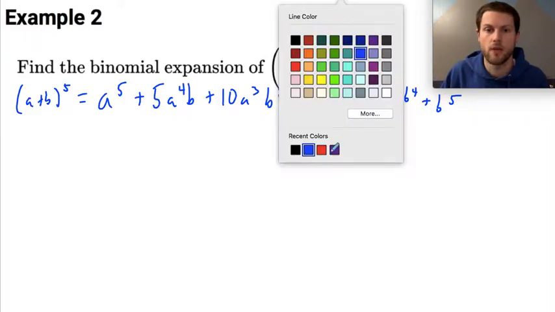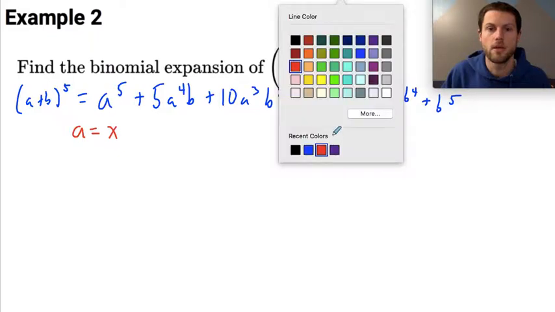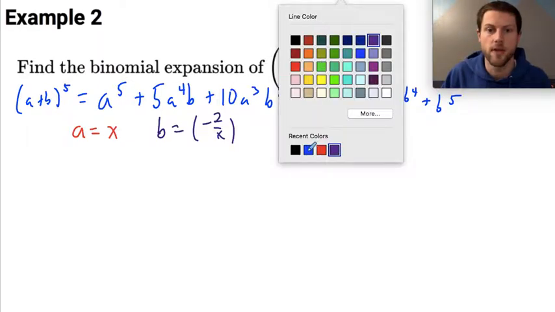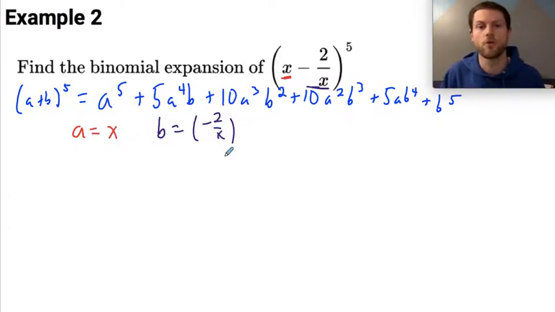So now let's keep track of what our a's and our b's are. a is equal to this term right here, x, and b is equal to this term right here. And I'm going to carry that sign with it. So this is negative 2 over x. So if I plug this into my expansion, when I raise this to the fifth power, I'm going to plug in all the x's wherever I see an a, and all the negative 2 over x's wherever I see a b.